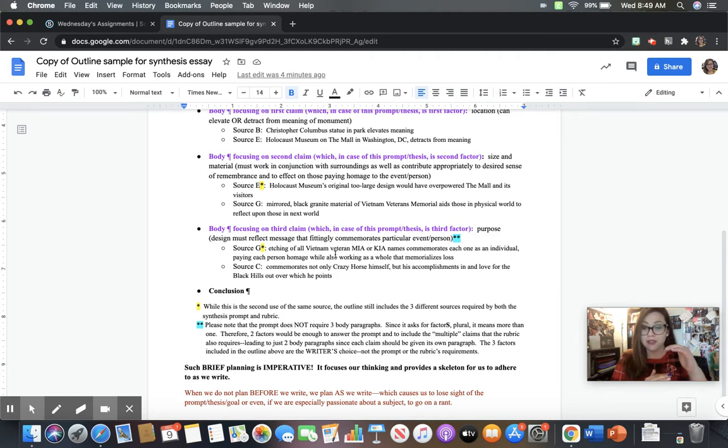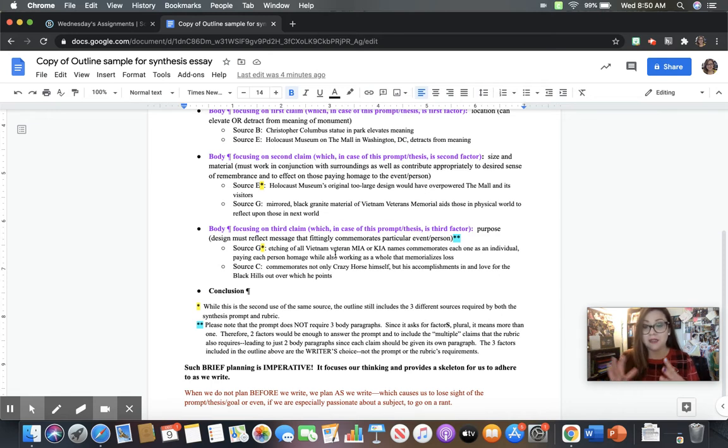And so everything is carefully selected, and even my sources work together. There's a running conversation between each of the sources that I'm pairing, and then within the argument as a whole. So source G, again, going back to the Vietnam Veteran Memorial, it says the MIA or KIA names commemorates each one as an individual, paying each person homage while also working as a whole that memorializes loss.